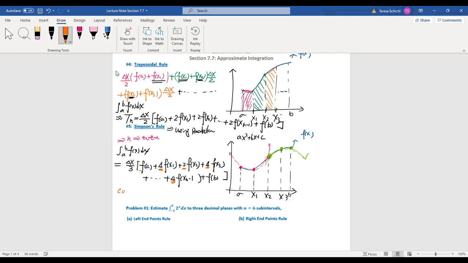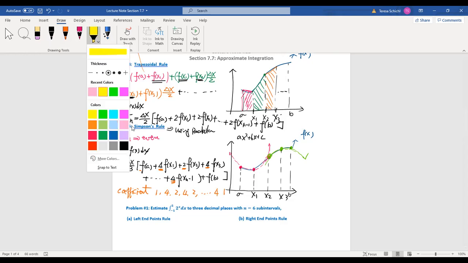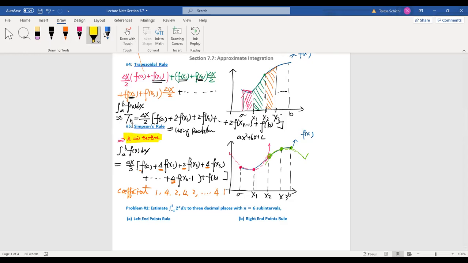So let's say the coefficients for Simpson's rule will be 1, 4, 2, 4, 2, and then 4, 1. All right, so let's note another thing here, because we are using 2 subintervals right now. We know that n has to be even for Simpson's rule. For all the other approximations you can have an odd number of subintervals, but for Simpson's rule it has to be even.